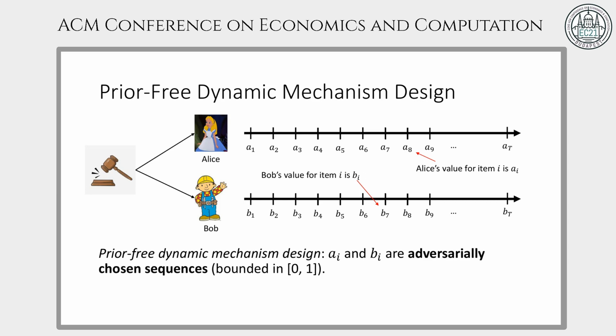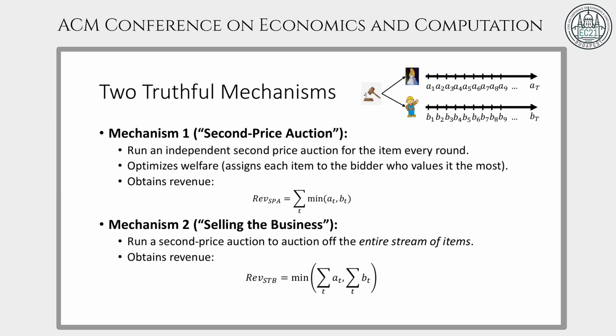So you might ask, what can you even hope for in such an adversarial setting? So here are two truthful mechanisms which will serve as benchmarks for the rest of this talk. The first mechanism, mechanism 1, we call the second price auction mechanism, and true to its name, all you do in this mechanism is you run an independent second price auction for the item in each round. One nice feature of this mechanism is that it optimizes welfare. It assigns each item to the bidder who values it the most, and it also obtains some amount of revenue.